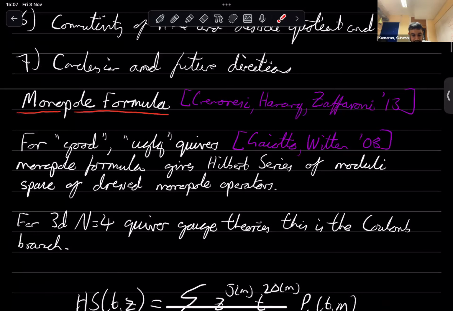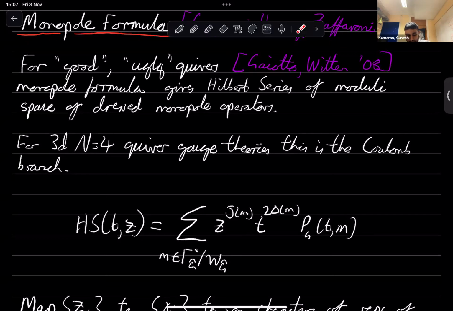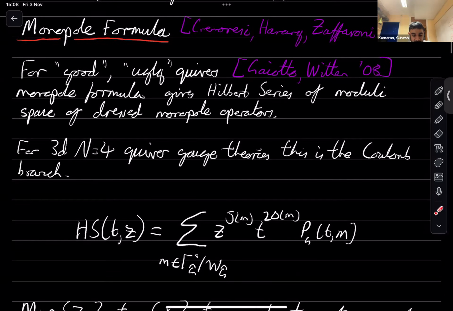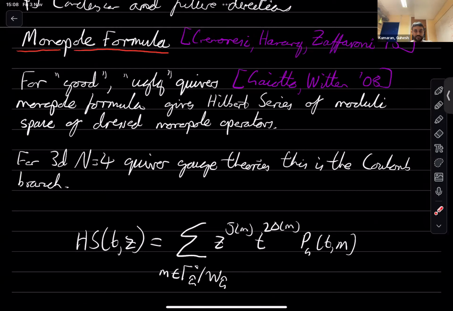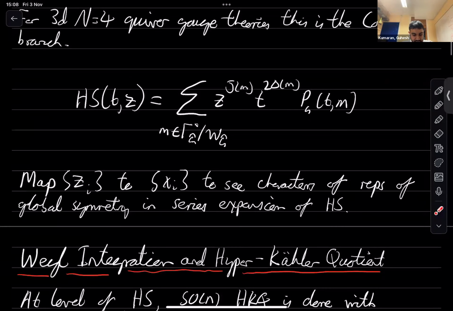For this audience, I probably won't have to say much about the monopole formula, but anyway, for good and ugly quivers in the sense of Gaiotto and Witten, the monopole formula gives the Hilbert series of the moduli space of dressed monopole operators. Since we're studying 3D N equals 4 gauge theories, this moduli space of dressed monopole operators is the Coulomb branch. And here's the formula for the Hilbert series. These Z's are the fugacities for U(1) topological symmetries, t is a fugacity for the R symmetry, and P_G is this dressing function.